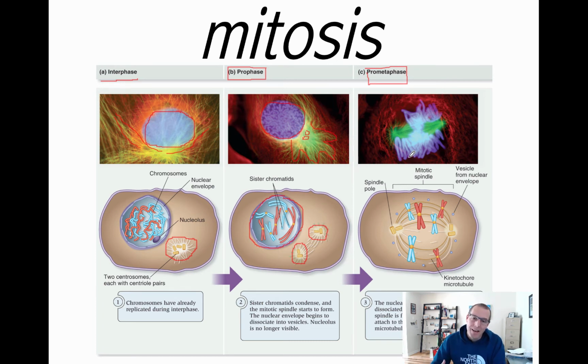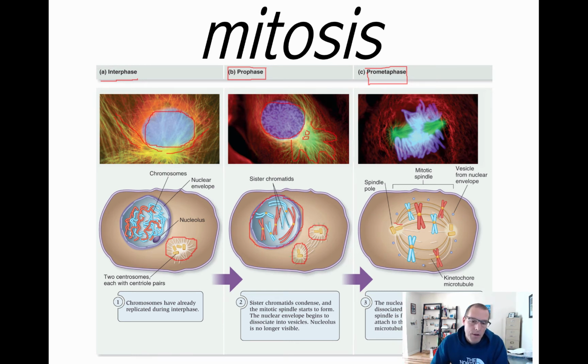The other thing that's going to happen here in prometaphase is the nuclear envelope is going to break down, so that the chromosomes can be moved to opposite ends of the cell. So in this diagram down here, you can't really see the nuclear envelope. It's been broken up into small pieces, and then later they'll all come back together to form new nuclear envelopes.